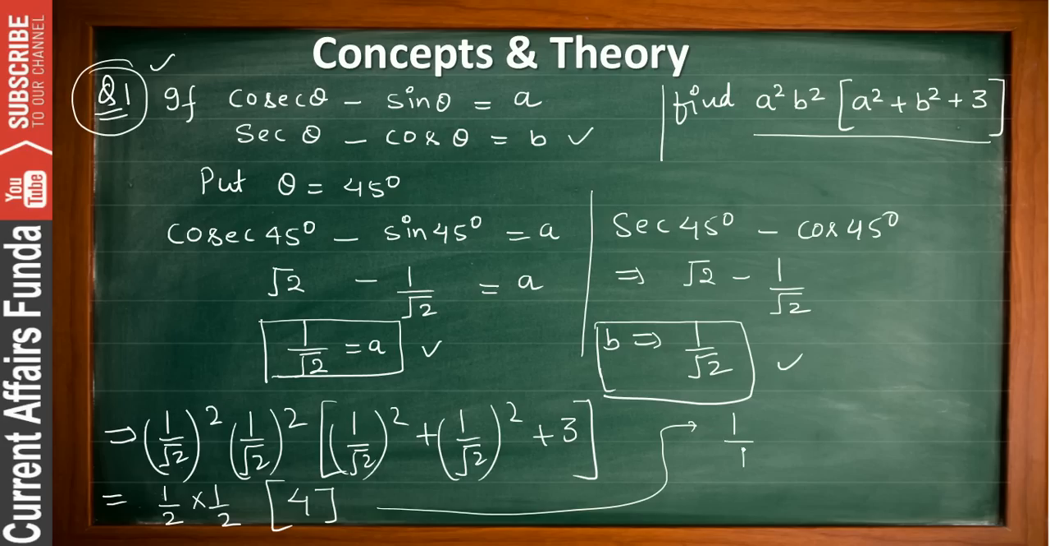So 1 by 2, that is 1 by 4, 1 by 2 into 1 by 2, 1 by 4 into 4, 4 and 4, it will be cancelled out. Your final answer, this will be 1. So this is the shortest way to solve such kind of problems.